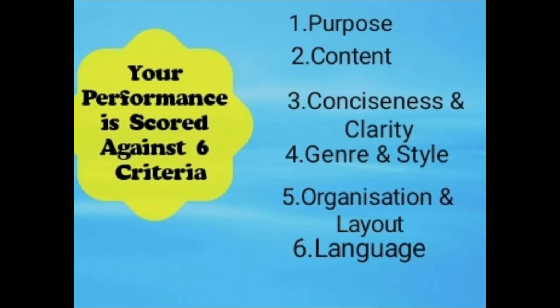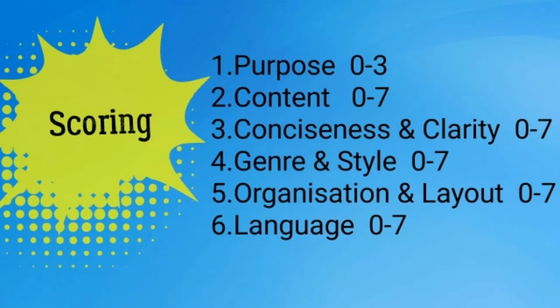There are 6 assessment criteria. They are purpose, content, conciseness and clarity, genre and style, organization and layout, and language. Now we will see how they are scored. Purpose 3 marks, content 7 marks, conciseness and clarity 7 marks, genre and style 7, organization and layout 7, language also 7 marks. So in total it will be scored out of 38.